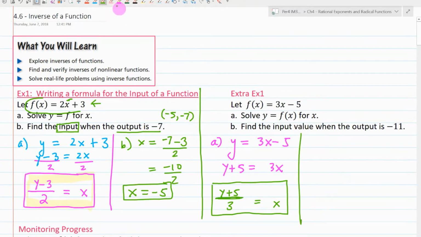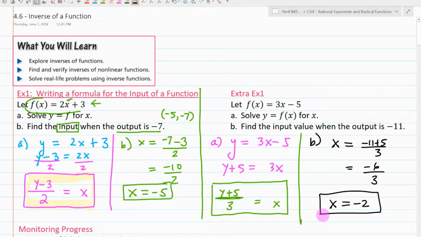Next, for part B, they want us to find the input. So we're going to find x when y is -11. So we're going to put a -11 into there. So that's going to give us -6 over 3. And x is -2. So that's the answer to that.